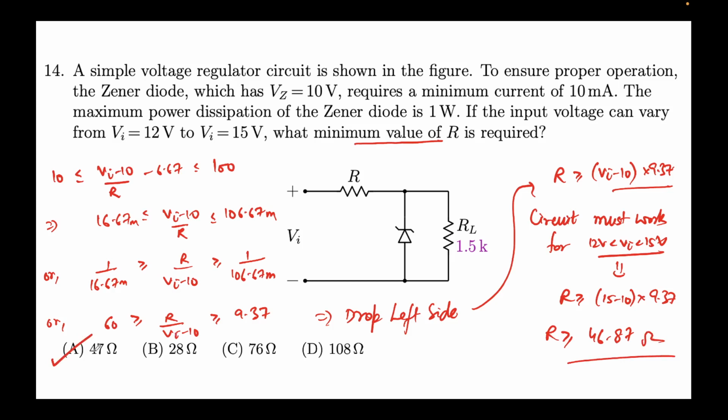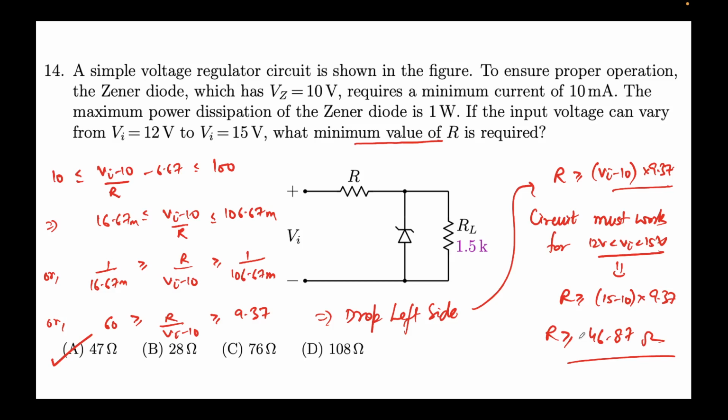So this is the problem. Why I took 15: even if you put 12, 12 minus 10 will be 2, and 2 times 9 point something would be 18.75. So for the case of 12, you will get R greater than or equal to 18 point something, and for 15, you are getting R greater than or equal to 46.87. You take their intersection, and that will be R greater than 46.87. Rather than going to the set theory, I just made sure that for the extremes it is satisfied, and it is. So R should be greater than 47, and then we will be good.